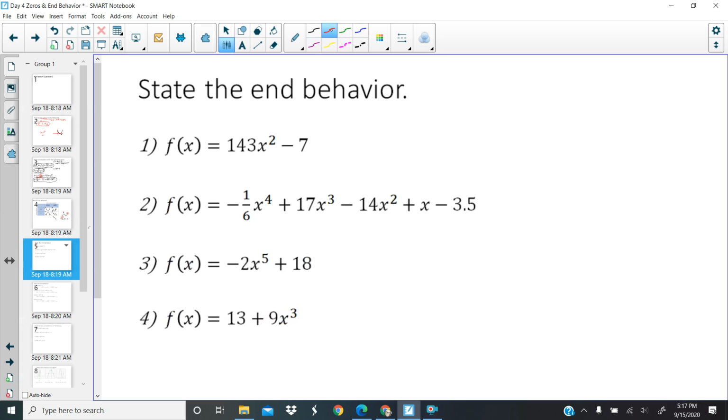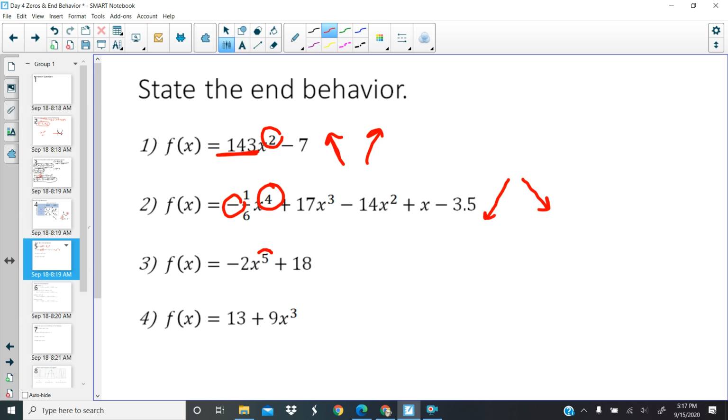So then I just want to do a couple of examples of this. On each one, you're looking for the highest exponent and the coefficient in front. On the first one, my highest exponent is that 2. So the highest exponent is even, and my coefficient is positive. That means that my end behavior is going to be up, up. On the second one, my highest exponent is this 4, which is even. And on this one, my coefficient is negative. So the end behavior is going to be down, down.